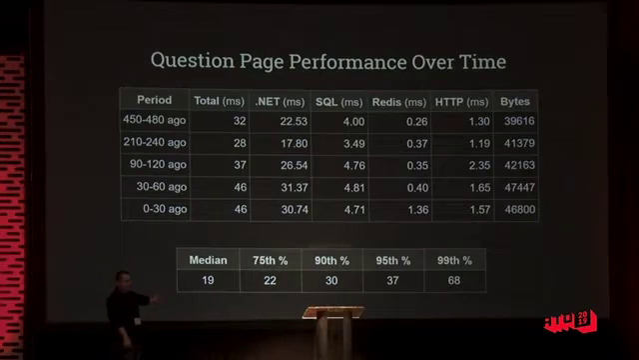You see SQL increased by 0.7, right? Redis increased by 1, and HTTP increased by about 0.3. So about 2 milliseconds we know went to calling stuff on the network. But we still have another 6 here in .NET that we don't know about, okay?